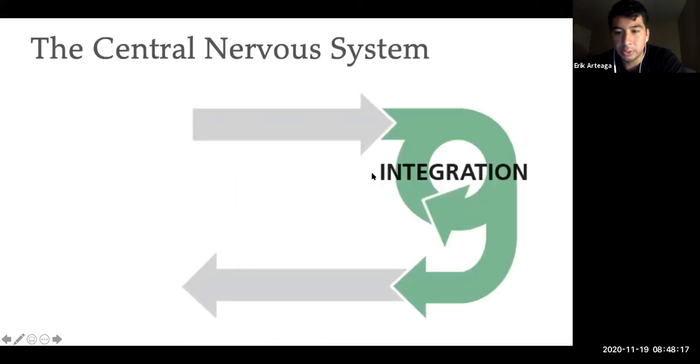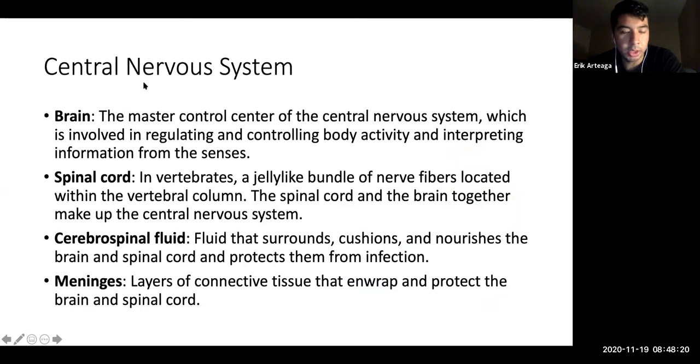Okay, so the central nervous system, which is essentially integration. We're talking about a couple of the organs and the structures. So we have the brain. This is the master control center of the central nervous system, which is involved in regulating and controlling body activity and interpreting information from the senses. Spinal cord: in vertebrates, a jelly-like bundle of nerve fibers located within the vertebral column. The spinal cord and the brain together make up the central nervous system. Cerebral spinal fluid surrounds, cushions, and nourishes the brain and spinal cord and protects them from infection. Very important. Then you have the meninges, layers of connective tissue that enwrap and protect the brain and spinal cord.